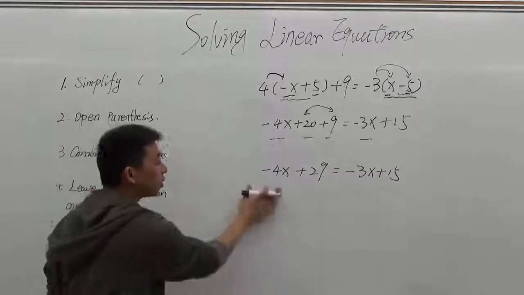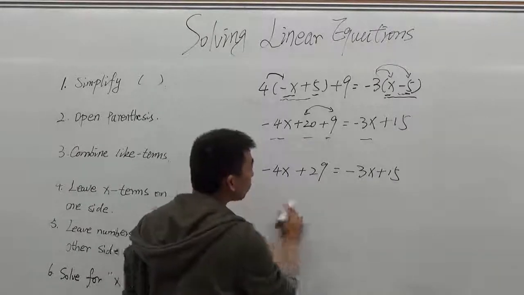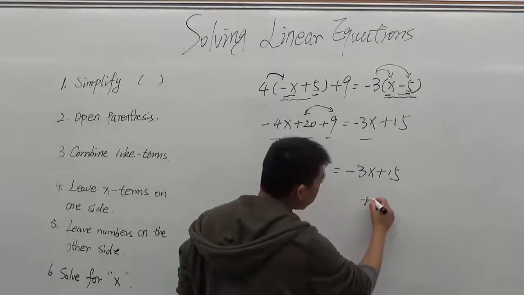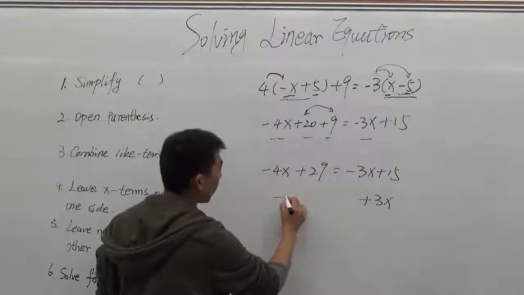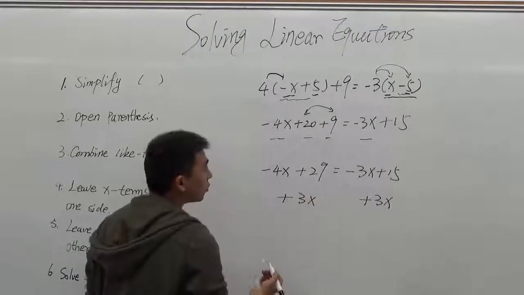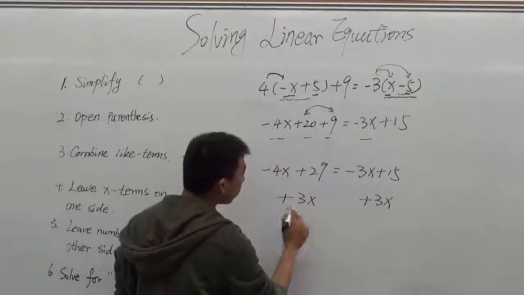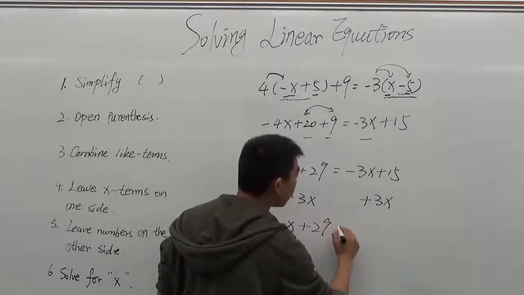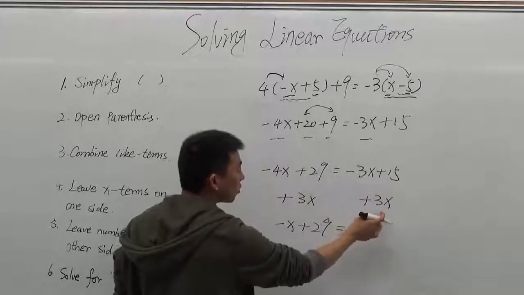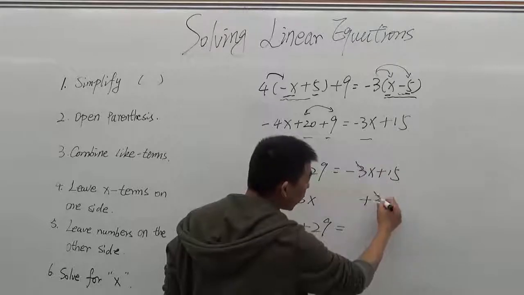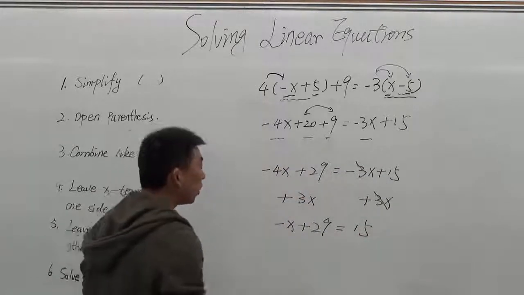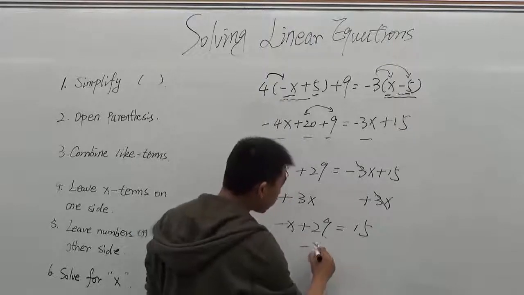Then this one is very easy. Just move the x terms and move the numbers, then solve for x. So here's minus 3x, we need to plus 3x. Then simplify: negative 4x plus 3x is negative x, plus 29 equals; negative 3x and plus 3x cancel out, then equals 15. Then here's a plus 29, we minus 29.